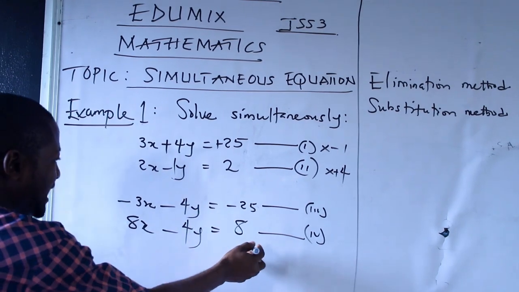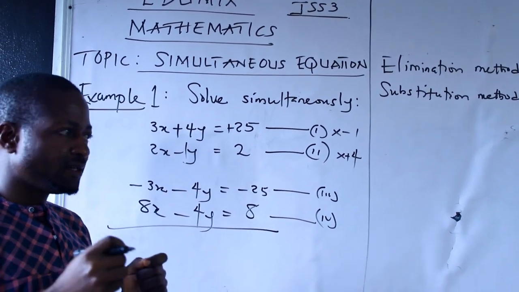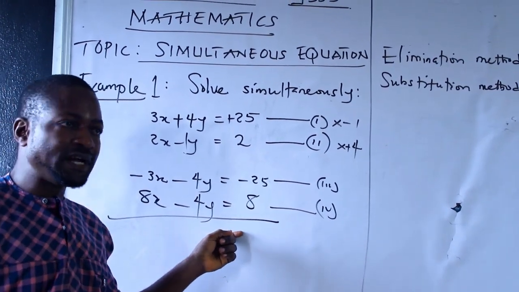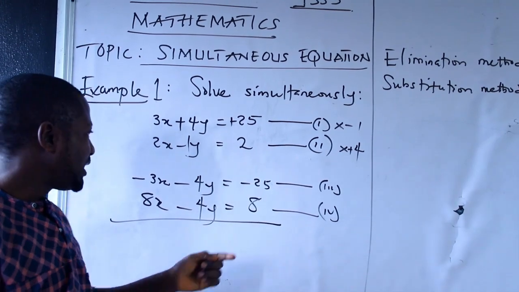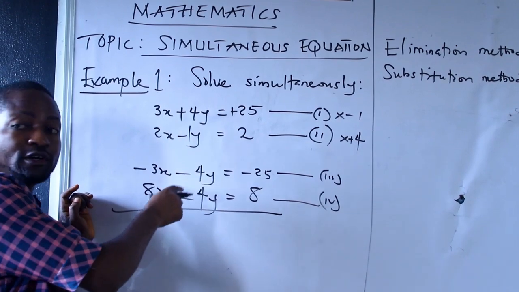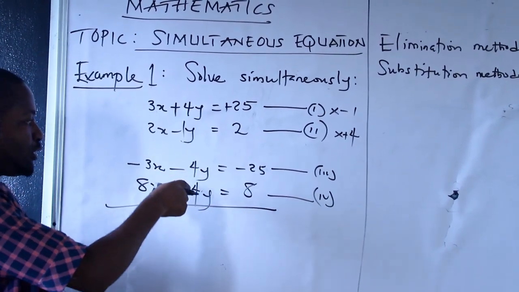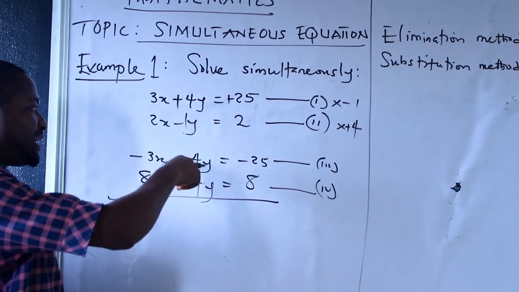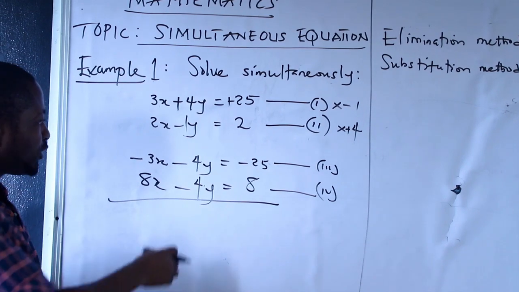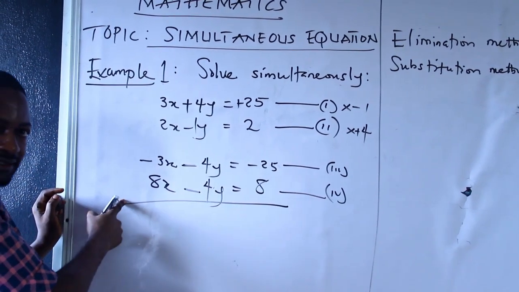Now, the next thing is to add or subtract. Now, this is where the real action is. This is where it becomes very technical. Now, are you supposed to add or subtract? Now, what determines that is the sign in front of your eliminated variable. Now, y has been eliminated because the variable y is having 4 and minus 4 in equation 3 and equation 4. Now, because I'm having same signs, that means I'm going to subtract.